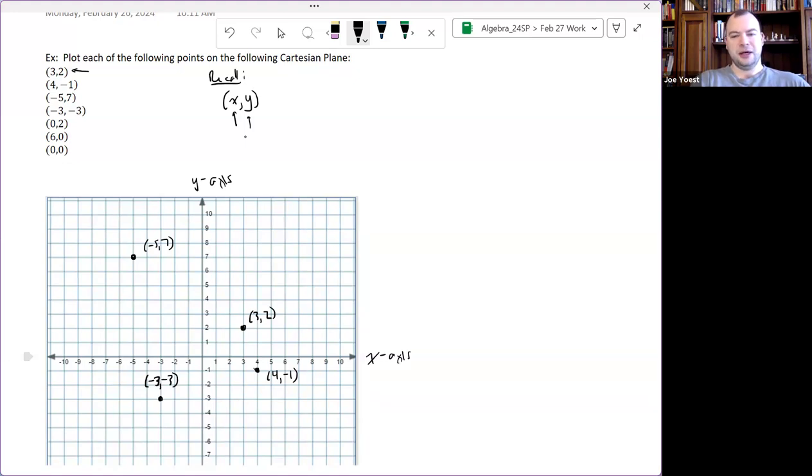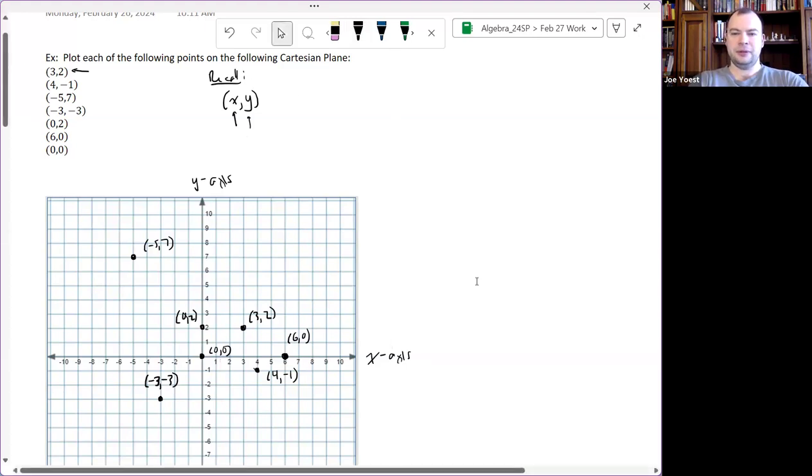0 comma 2, so x location 0 says that we're going to be right on the y-axis. And I want to be at y coordinate or y position 2. So this is 0 comma 2 for that point. 6 comma 0 is 6 units over on the x-axis, 0 up or down, location 0 on the y-axis. And 0 comma 0, like we saw last time, is our origin, right here at the intersection of the two axes. Any questions on this?